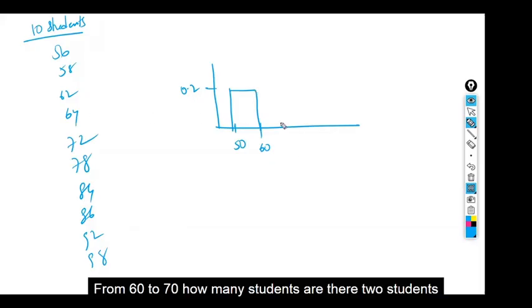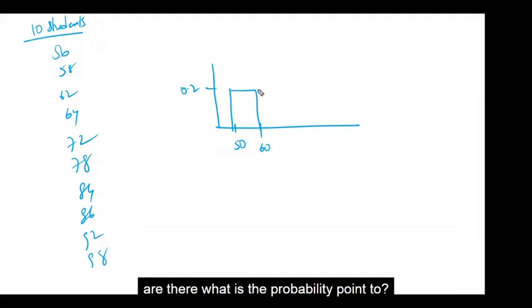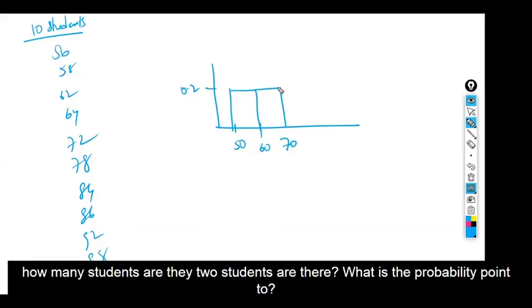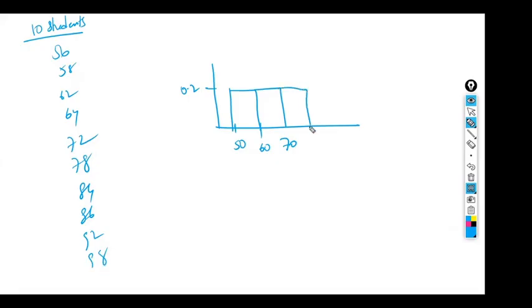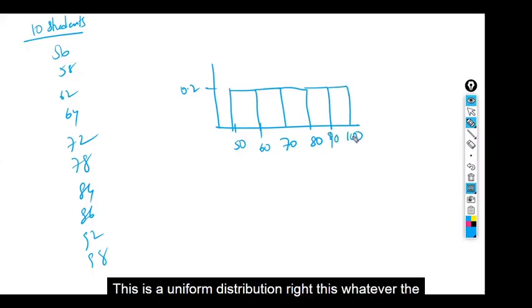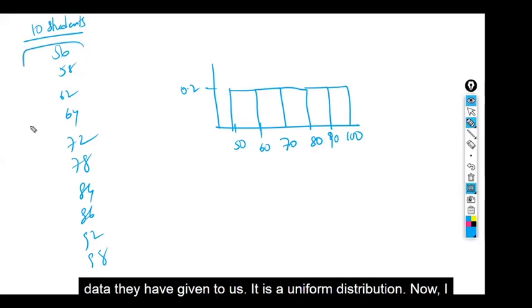From 60 to 70, how many students are there? 2 students are there. What is the probability? 0.2. And from 70 to 80, how many students are there? 2 students are there. What is the probability? 0.2. From 80 to 90, 0.2. From 90 to 100, 0.2. This is a uniform distribution, right? Whatever the data they have given to us, it is a uniform distribution.